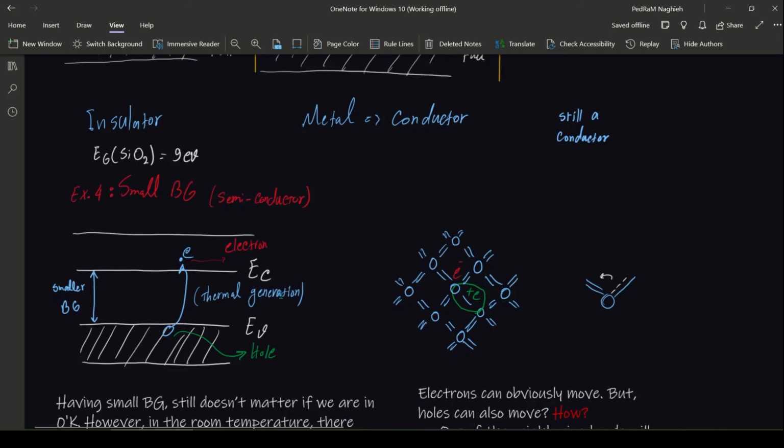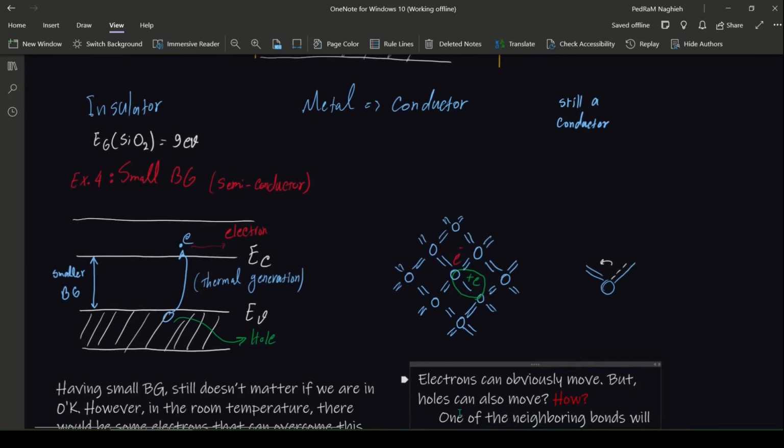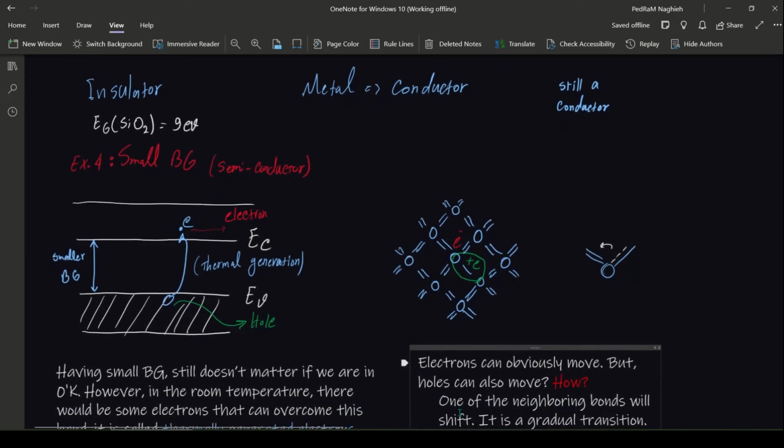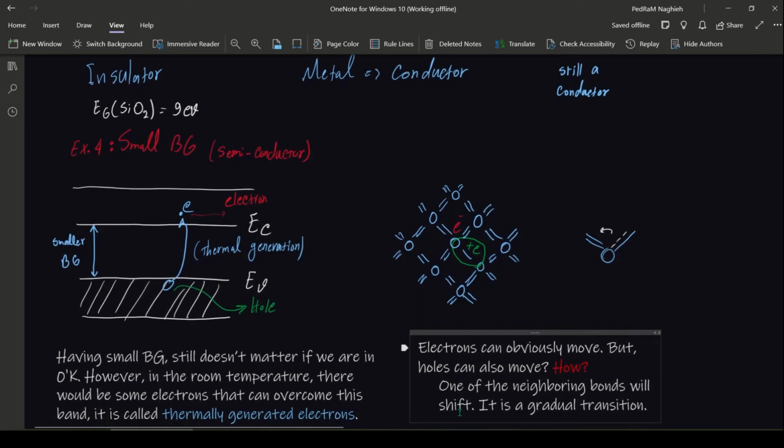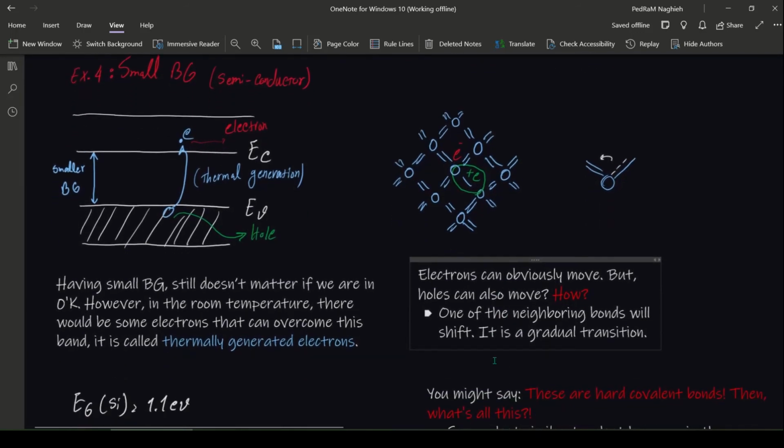But wait a second, these electrons are obviously moving, but how do holes move? They are connected to each other with hard covalent bonds. We can say one of the neighboring bonds will shift. It is a gradual transition. But these are hard covalent bonds. Then what's so special?